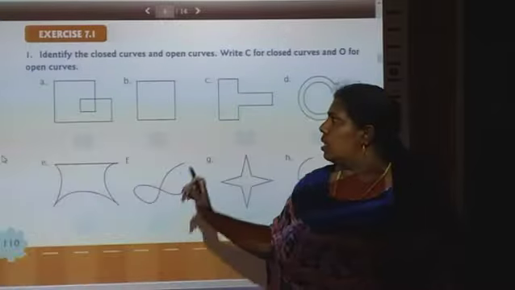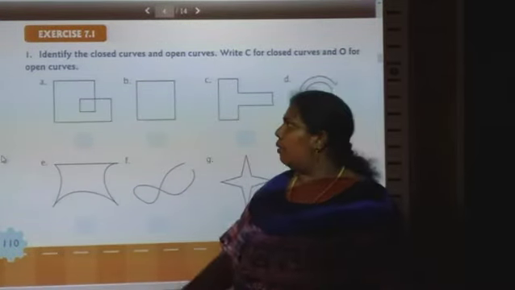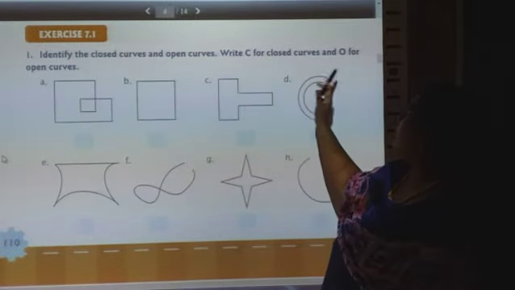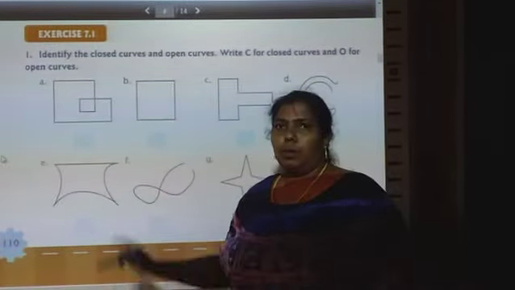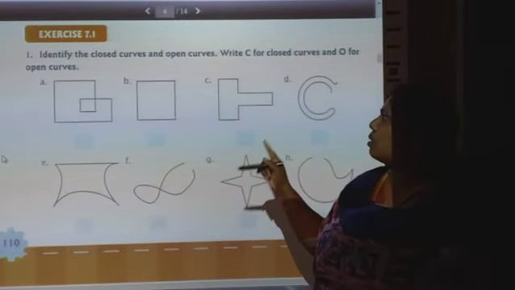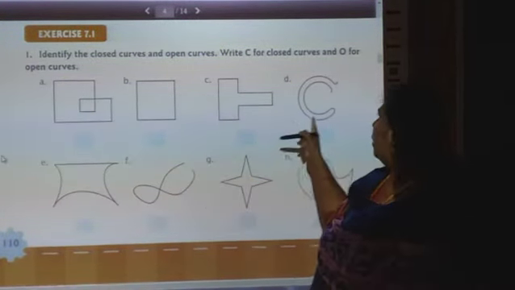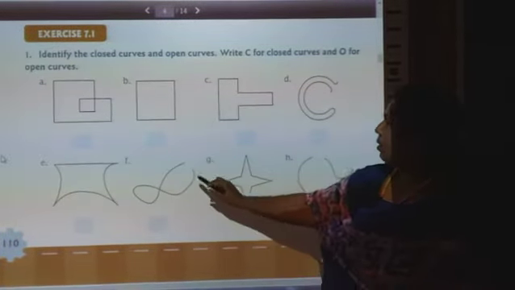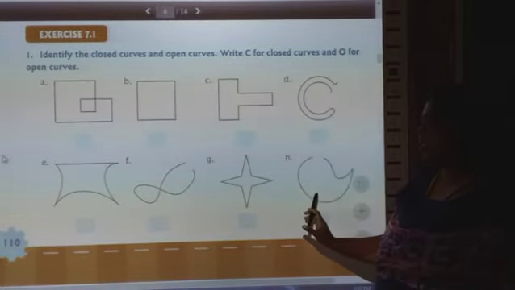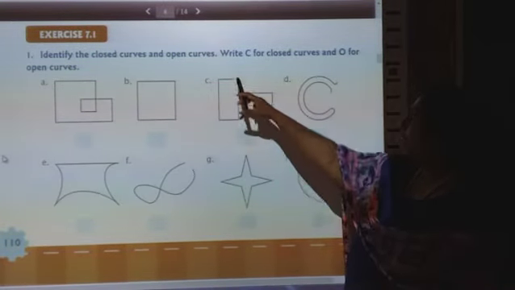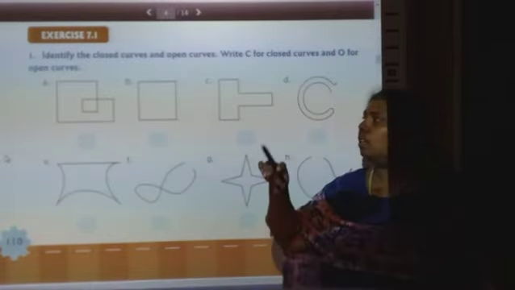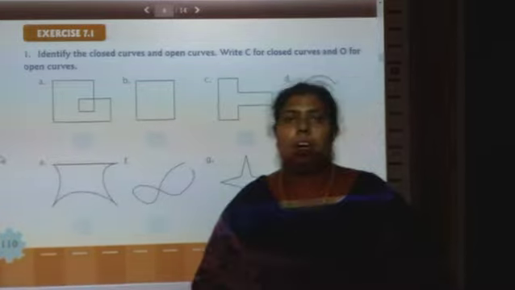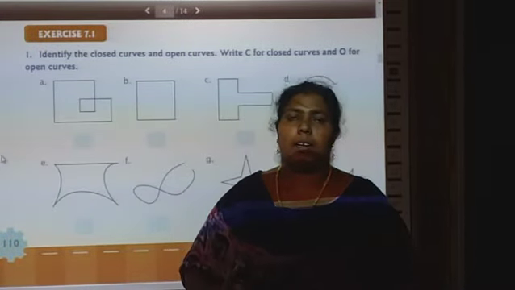Understand? See, this is your homework. Exercise 7.1, first question: identify the closed curves and open curves. Write C for closed curves and O for open curves. You know, isn't it? Here what are closed curves, what are open curves. Here this is open, these are closed, right? Then here you can see this is open, this is closed, this is also open. So you can identify: you have to write C for closed and O for open curve. Okay, that is your homework. Then if you have any doubt, please contact me. Okay children, thank you.